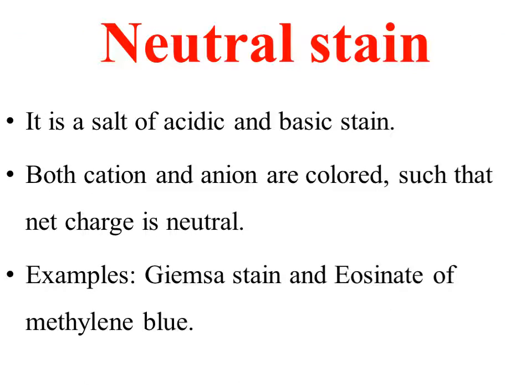And the third one is neutral stain. It is nothing but a salt of acidic and basic stain. So it has both cation and anion in it. If it has both positive and negative charge, then it becomes neutral. Hence it is called neutral stain. Examples are Giemsa stain and eosinate of methylene blue.